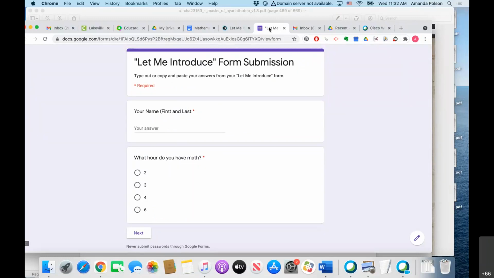Caleb, you have a question? What does it mean by what hour do you have math? That should say what grade or what class are you in, not what hour. So I'm going to fix that after we're done with this.